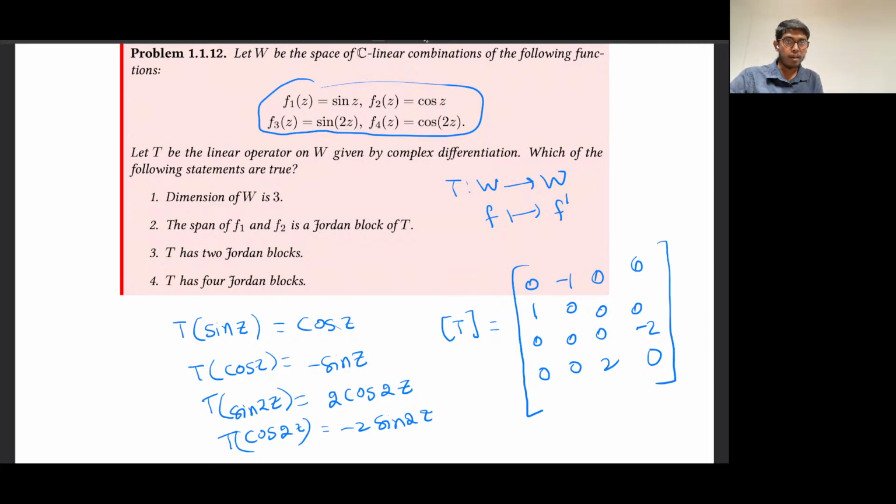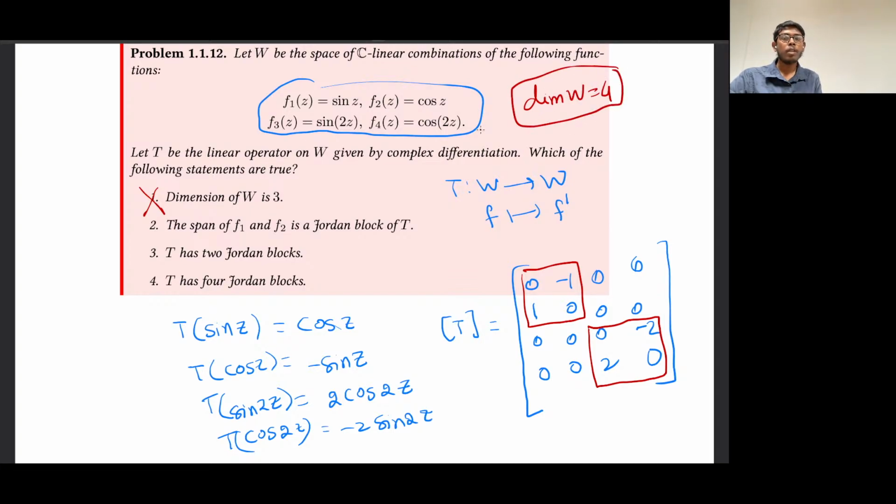So this is the block diagonal matrix. See, this is one block, and this is another block. So dimension of W is 3? That's wrong because, as I told, these all are linearly independent. So dimension of W is 4. And now we have to determine the Jordan blocks.